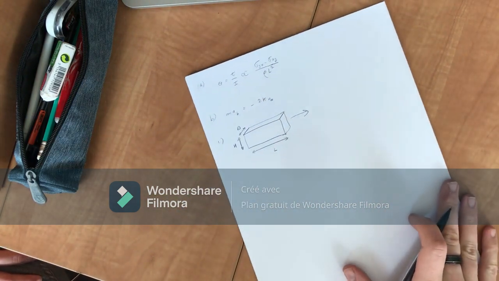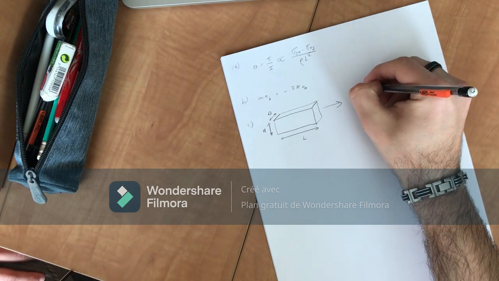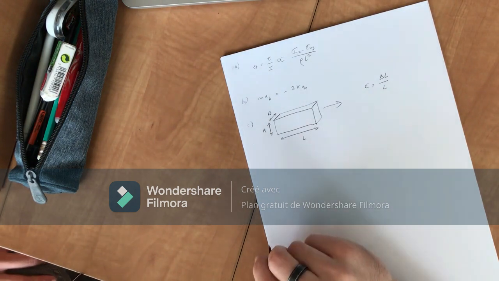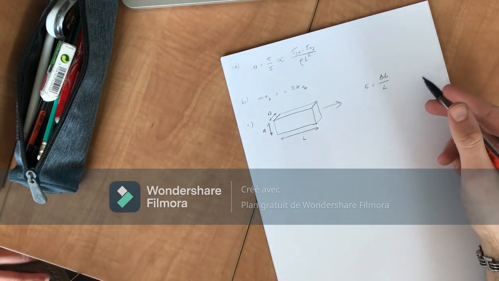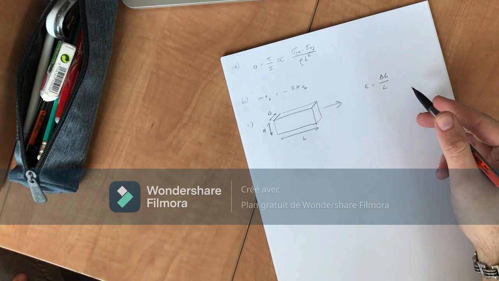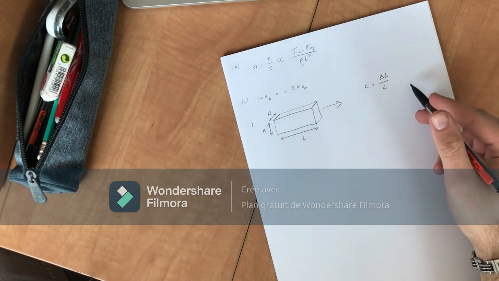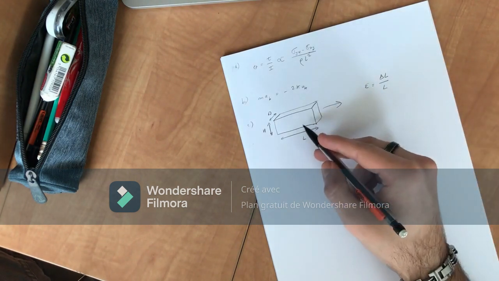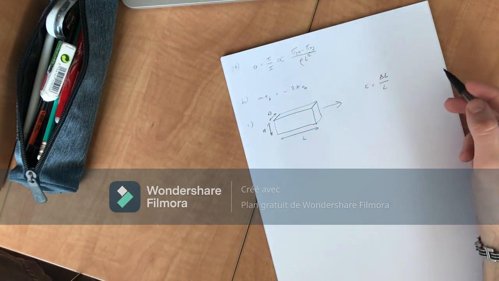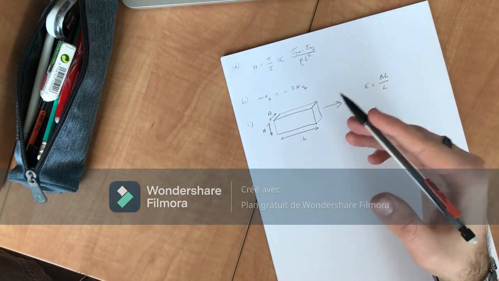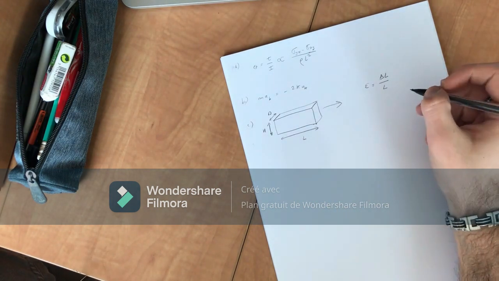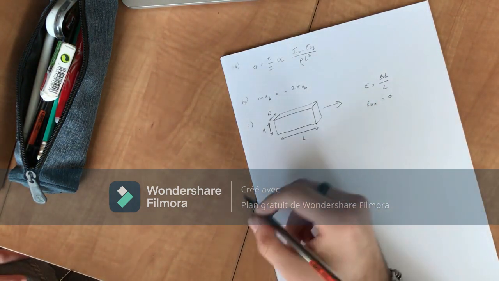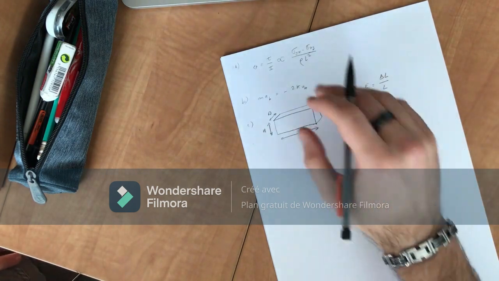Well, you first have to remember that the strain, epsilon, is equal to delta L divided by L. This is a tool which can bring you some information about the deformation of a solid. So if the solid is only translated, there is simply no deformation. So the only thing which is right in the choices is that epsilon xx is equal to 0, because there is only a translation and no deformation.